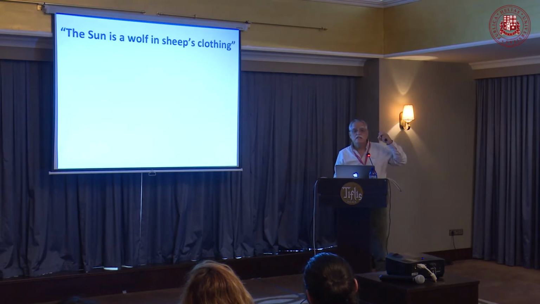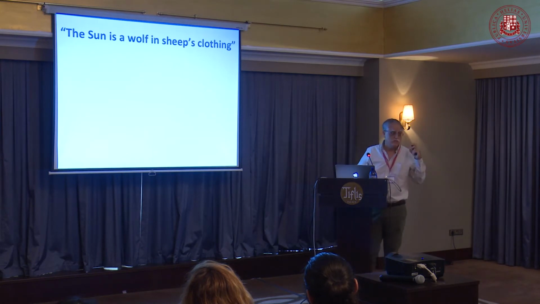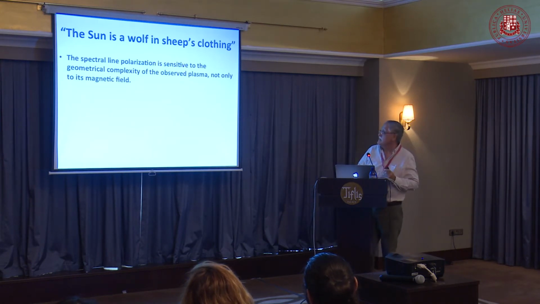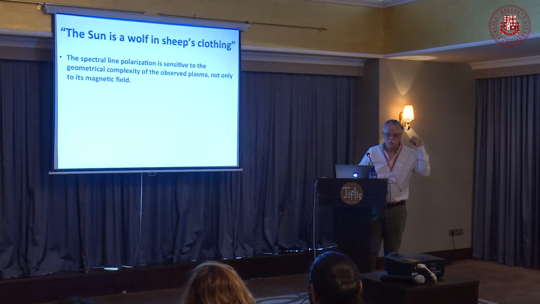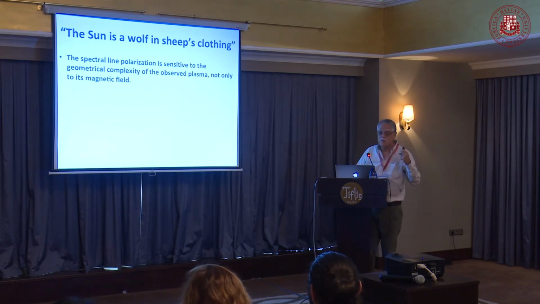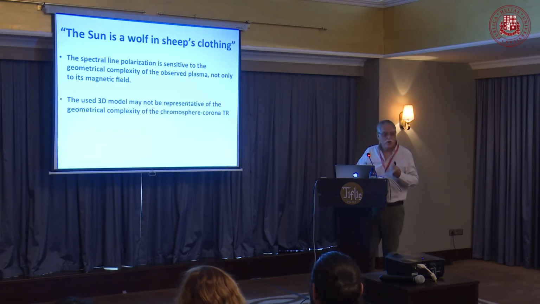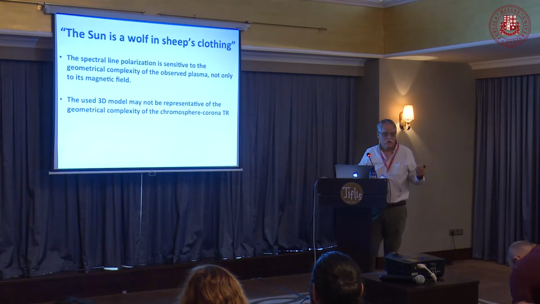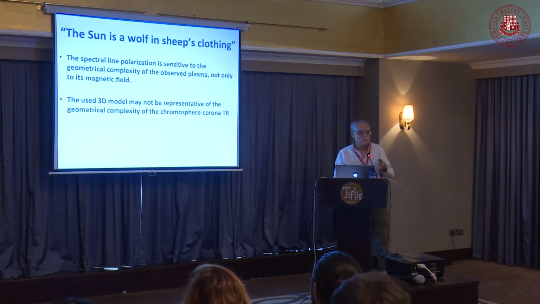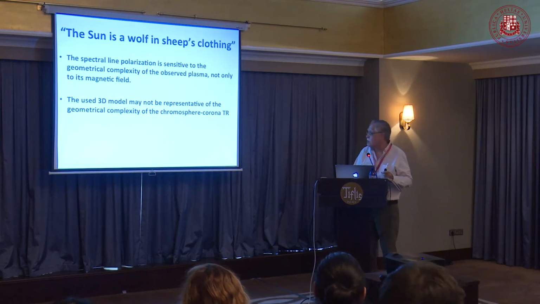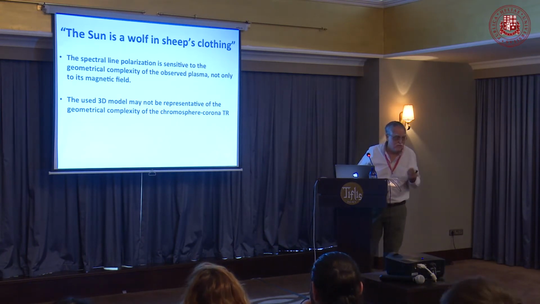However, the Sun is a wolf in sheep's clothing. We have to remember that the spectral line polarization, as I was showing before, is sensitive not only to the magnetic field, but also to the geometrical complexity of the plasma. And the 3D model of Matt Carlsson and collaborators is wonderful, but it's not the reality. So this model may not be representative of the complexity. In particular, it does not have spicules.